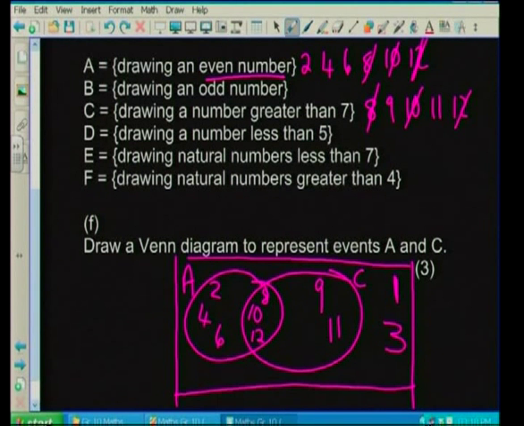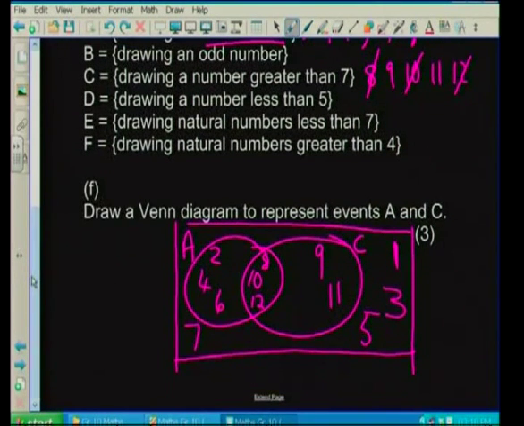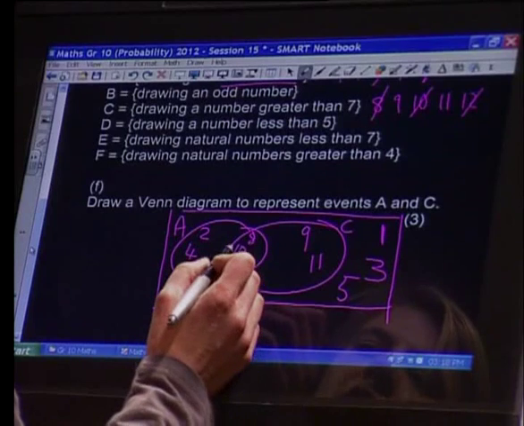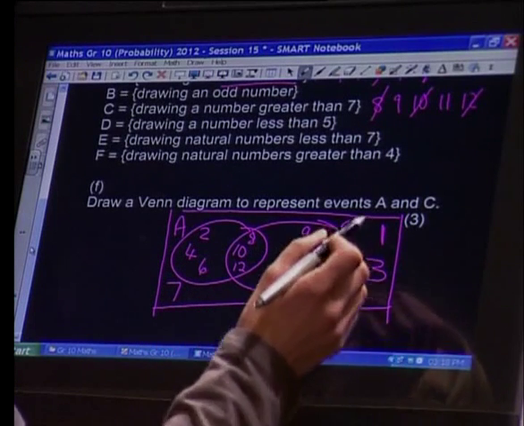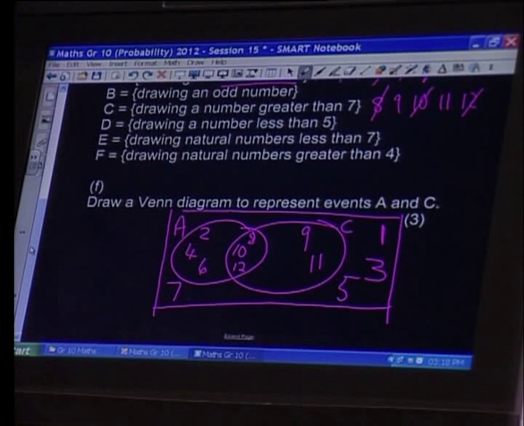What about 5? 5 has not been covered. Then 6 is over here, so that's fine. The other number that's not in is 7. Now it's very, very easy just to check quickly. You can just add up. 1, 2, 3, 4, 5, 6, 7, 8, 9, 10, 11, 12. All 12 of my numbers are represented in my Venn diagram.